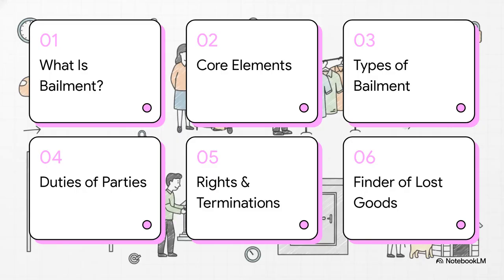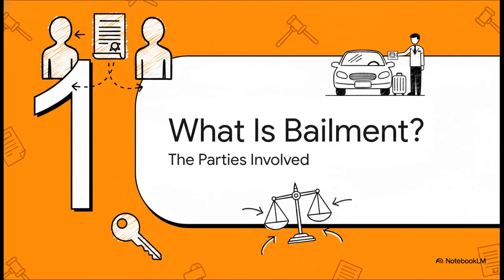So, here is our roadmap for today. We're going to break this down into 6 parts. What bailment is, the core elements that make it up, the types of contracts, the duties of both parties, the rights and terminations, and lastly, the fascinating rules around finding lost goods. Starting with Part 1. What is bailment?